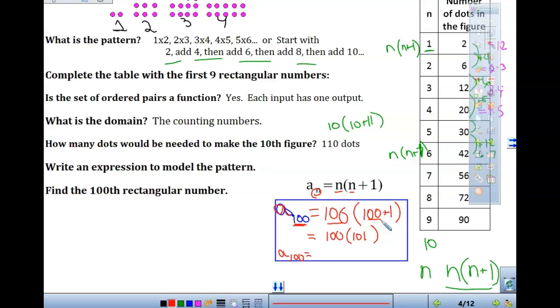So anyone got the 100 times 101? What'd you get? 10,100. 10,100. So use those calculators. They're going to come in handy as we're doing some of these. 10,100, and we are done. Okay?